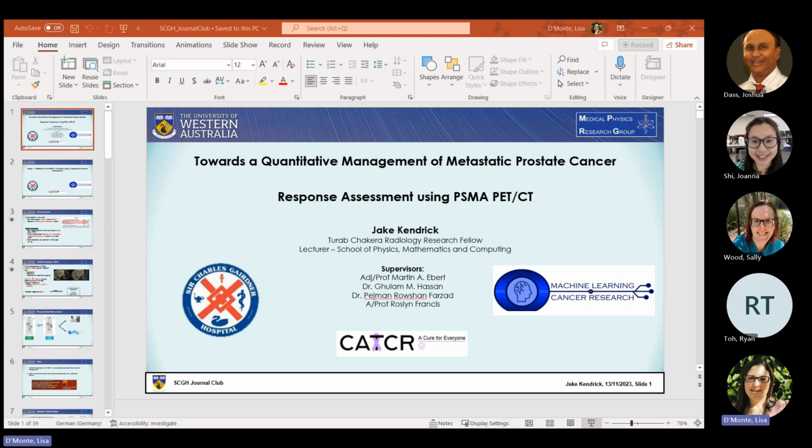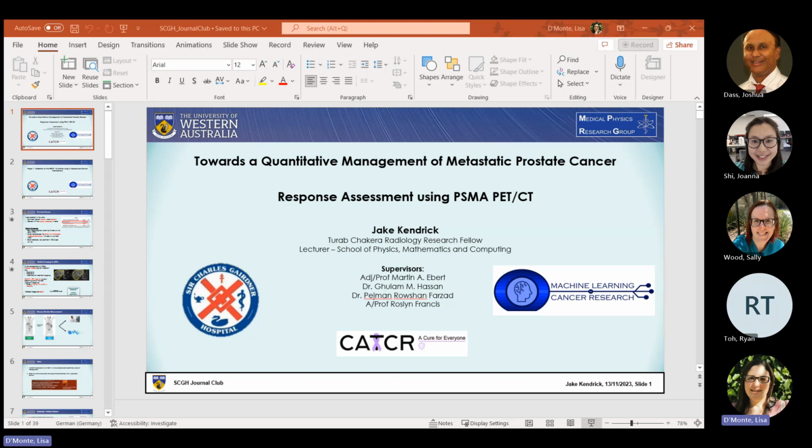We acquired the scans after the IV administration of 2 megabecquerels per kilogram of the radiotracer. It was a combined PET-CT scan as well. And we had patients from 2 different imaging centres, so the majority of them were from here, and about 23 were from Fiona Stanley Hospital.